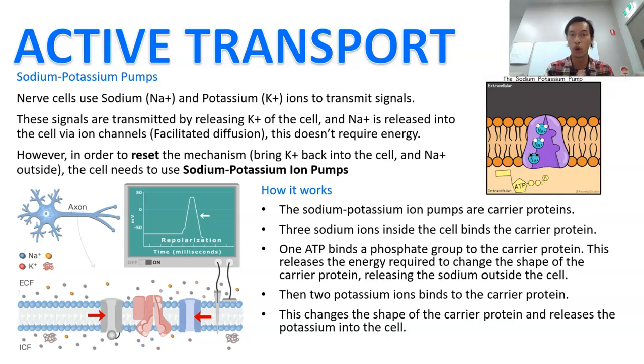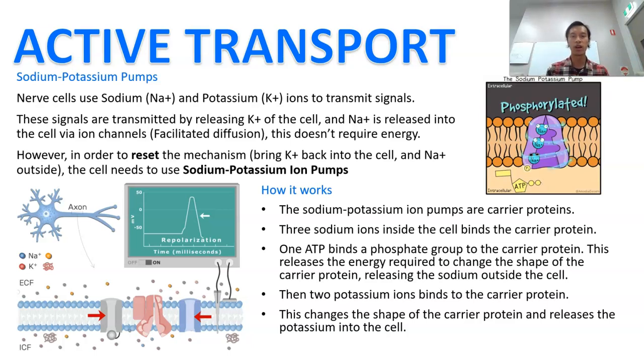So nerve cells use sodium, right, Na+ and potassium ions, K+, to transmit signals, right? These signals are transmitted by releasing potassium out of the cell, and sodium goes into the cell via these ion channels, right? This happens via facilitated diffusion, and it doesn't require any energy. However, that little mechanism of releasing potassium out of the cell and bringing in sodium into the cell, that needs to be reset in order for you to send another signal, right?